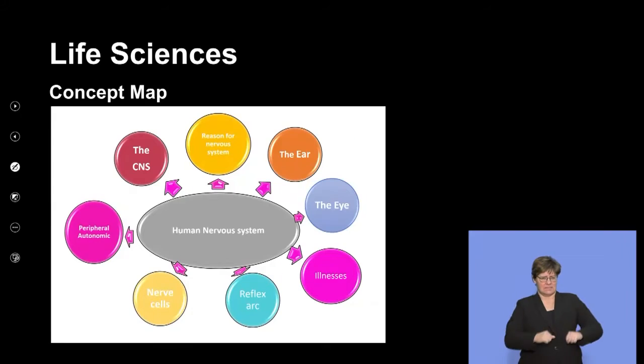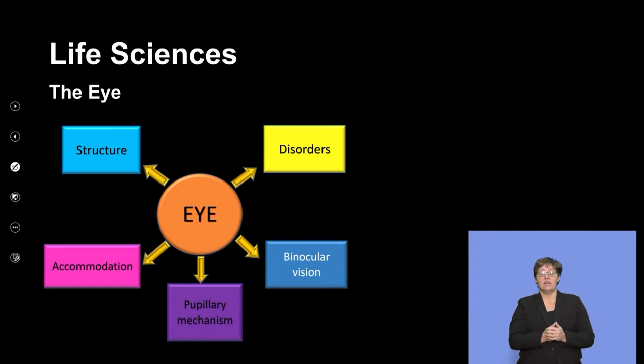Welcome back. I hope you enjoyed your little break, and we're going to continue now with the eye. Let's just see where we are with the human nervous system first. So like I said, we are busy now. We have done all of these concepts here, right? We are busy with the eye, and if we go even further into the eye, we have done the structure of the eye. We are going to go to accommodation now.